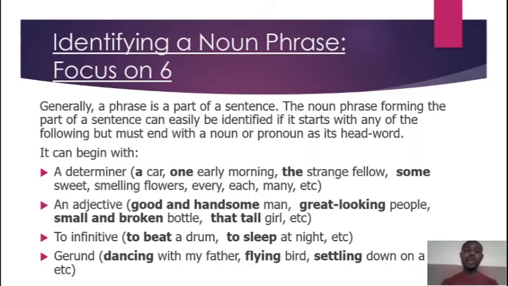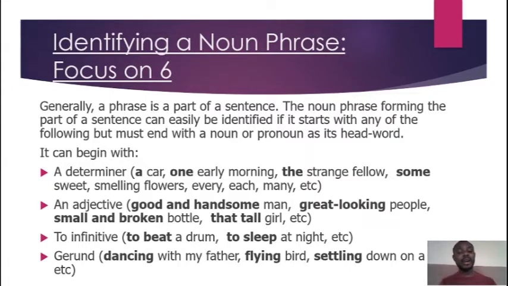Now, when you have a before a noun, and you put them together, then you have formed what we call a noun phrase. Remember, I said a noun phrase is a group of words that act like a noun. And to identify them, we must look out for things beginning that expression and ending it. It must be a noun or a pronoun. Now look at these examples. Say a car, one early morning, the strange fellow. Now, I can say fellow is a noun, there is a determiner from the article class.